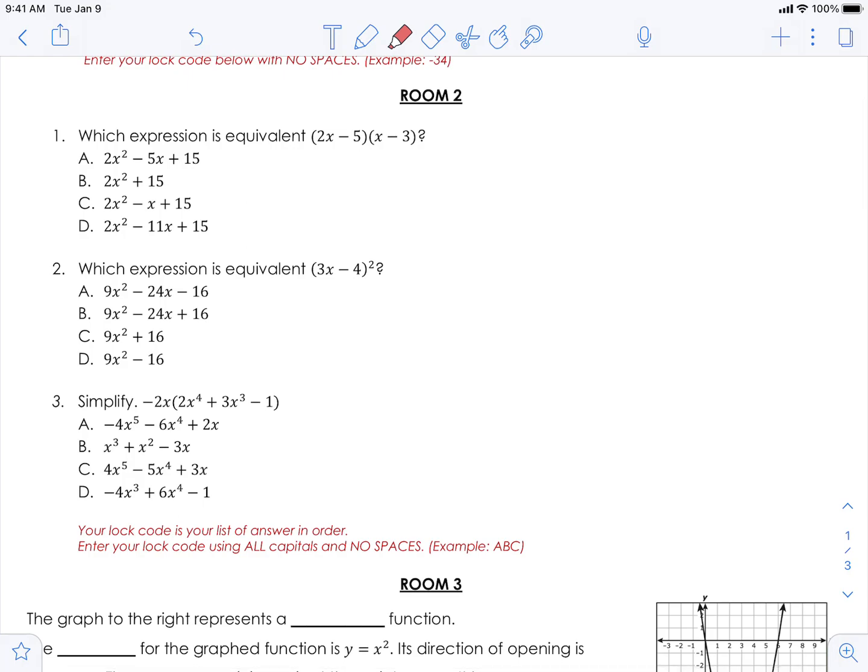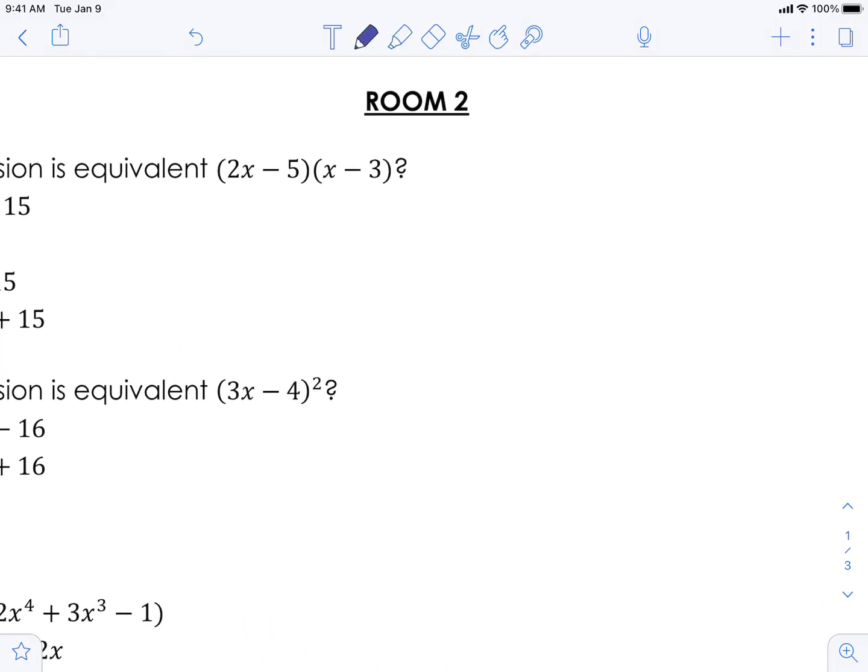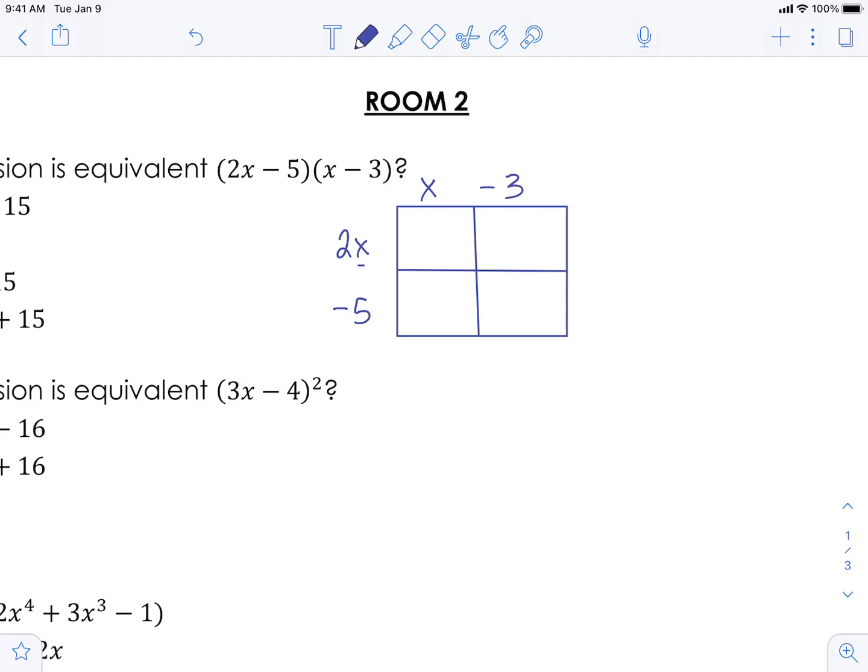Looking at the next part, which expression is equivalent to 2x minus 5 times x minus 3? So what we're going to do is draw our box. So it's a 2 by 2, so I have to make sure that I draw a 2 by 2. There we go. So we have 2x minus 5 times x minus 3, and I'm going to multiply. 2x times x gives me 2x squared. Remember, I multiply the coefficient, so I'm multiplying 2 times 1, and I'm adding the exponents, which is 1 plus 1, which is how I got the 2 as the exponent.